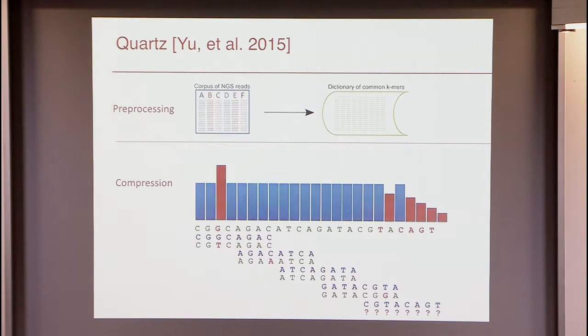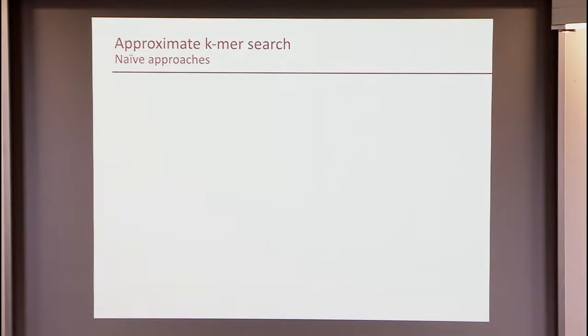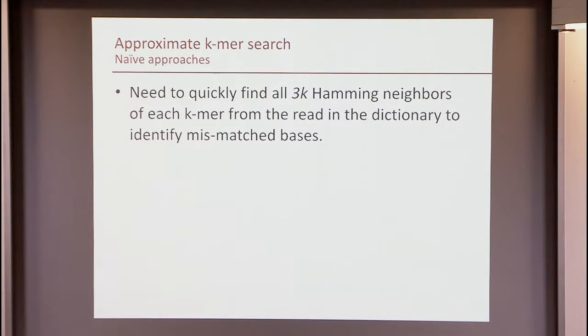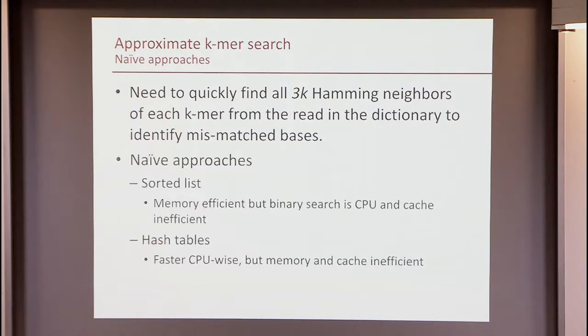One of the challenges here is that we need to quickly find all 3K Hamming neighbors of each k-mer. Why 3K? Because at each position of our k-mer, we've got some base. There are 3 other possibilities. So there are 3K Hamming neighbors, that is, other k-mers with only a Hamming distance of 1 away. Naive approaches to this would include a sorted list, which is memory efficient, but CPU and cache inefficient, or a hash table, which might be faster, but it's memory and cache inefficient.